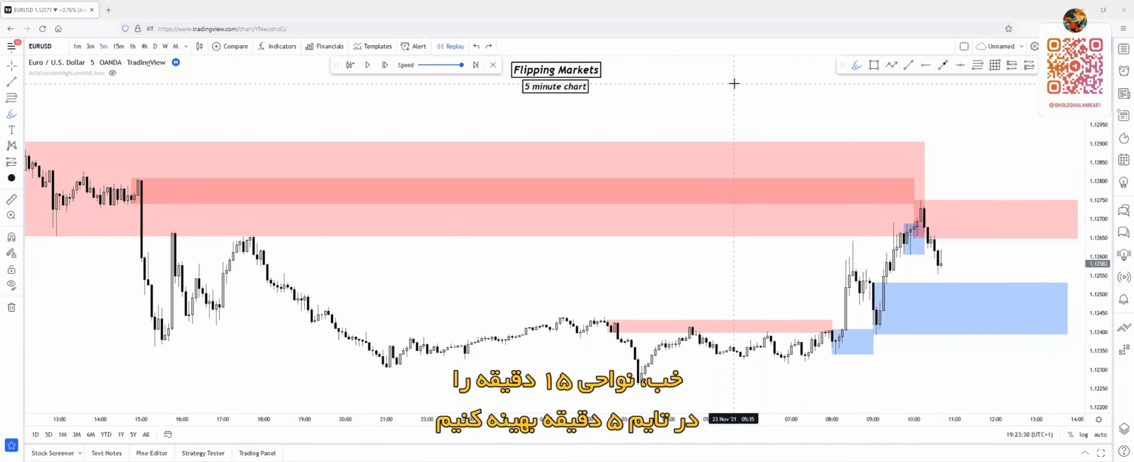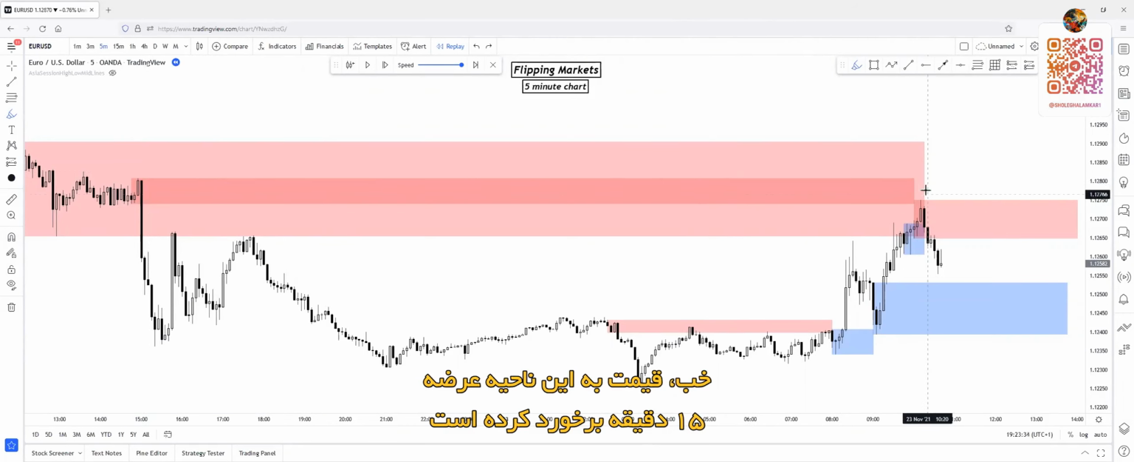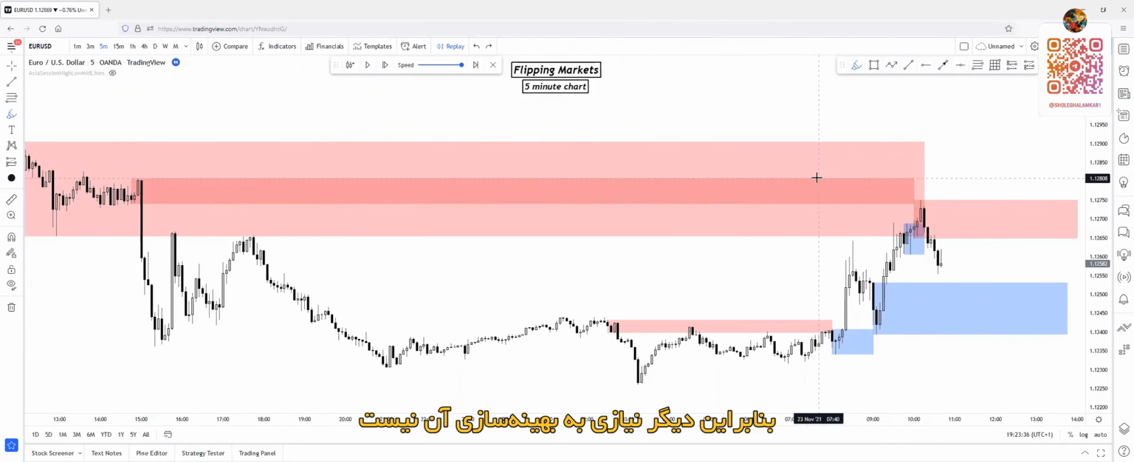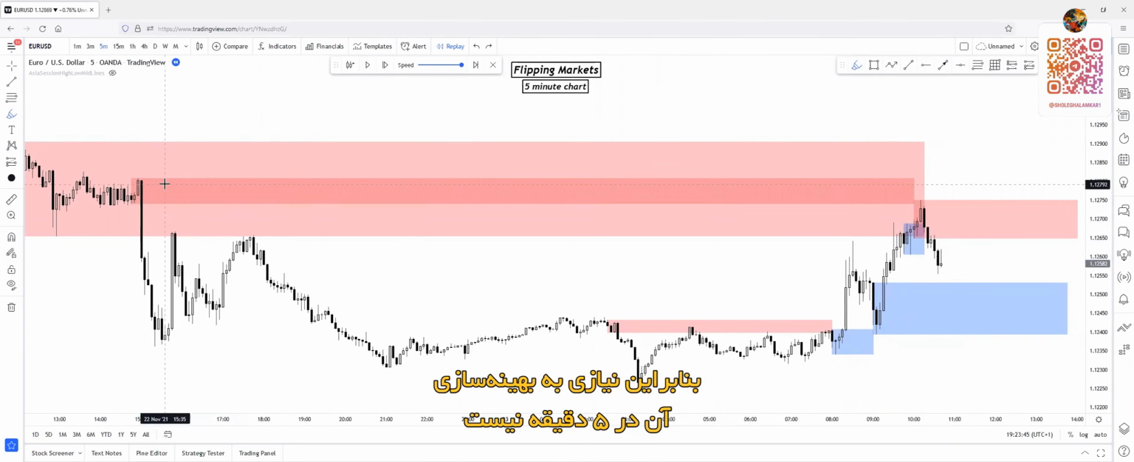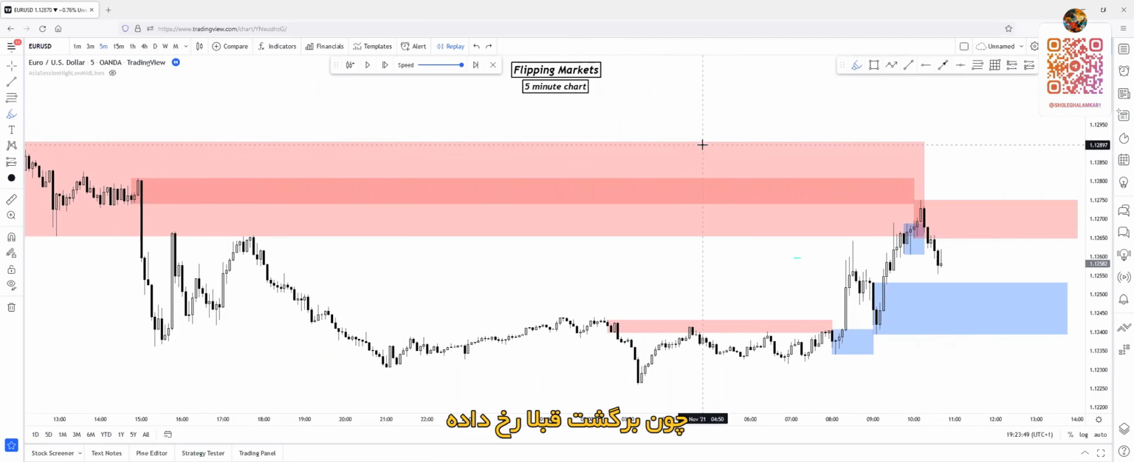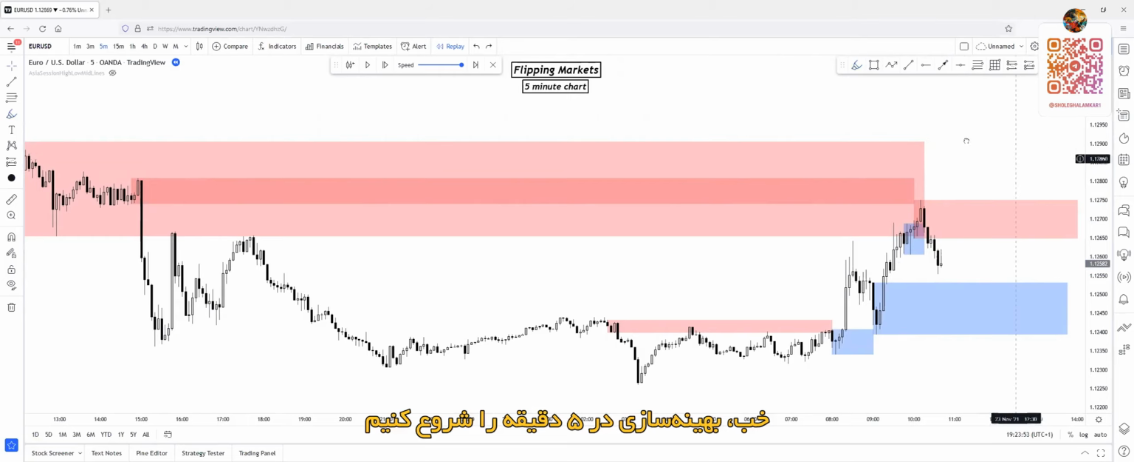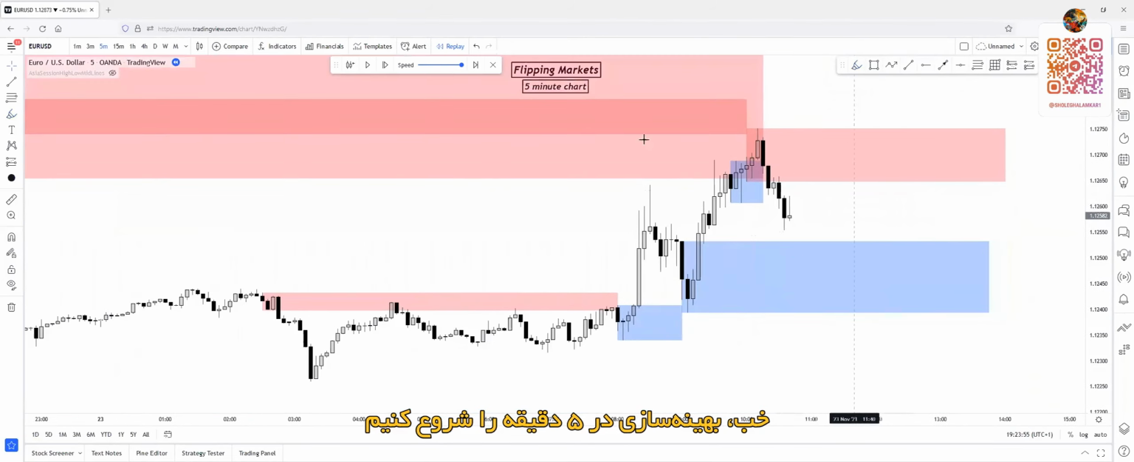Okay, so let's refine all of the 15-minute zones on the 5-minute chart. And as you can see, price actually tapped this 15-minute zone already, so there's no point to refine that zone, because a huge recovery and huge reversal already happened on the 15-minute zone. There will be no point to refine that 15-minute zone on the 5-minute chart, because as I said, reversal has already happened. So, okay, let's start the refinements on the 5-minute chart.